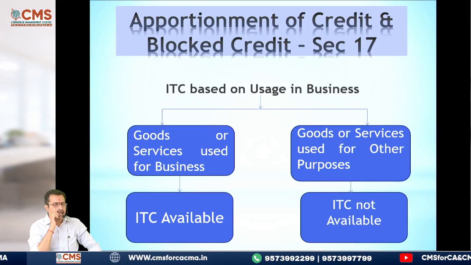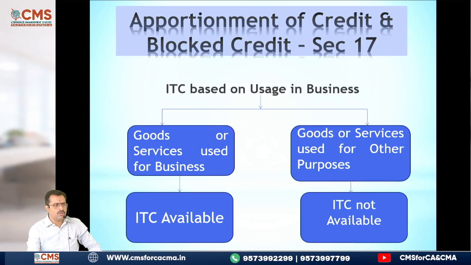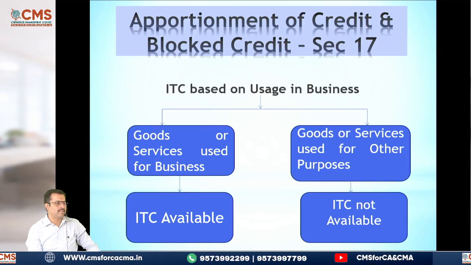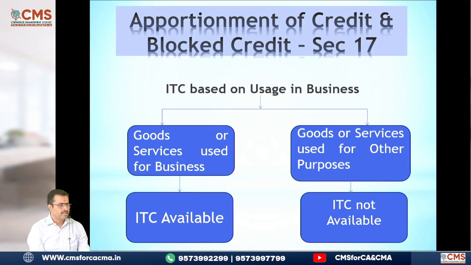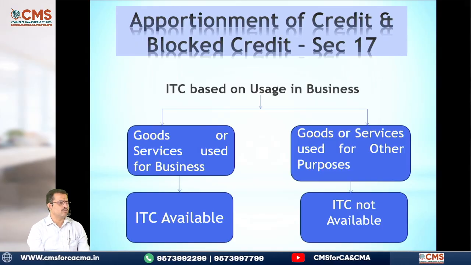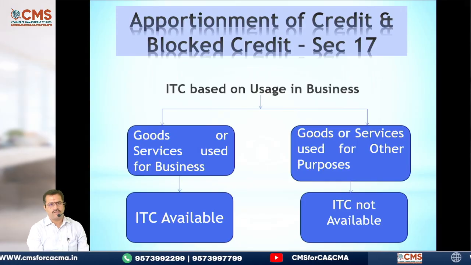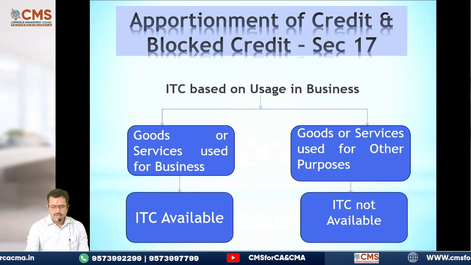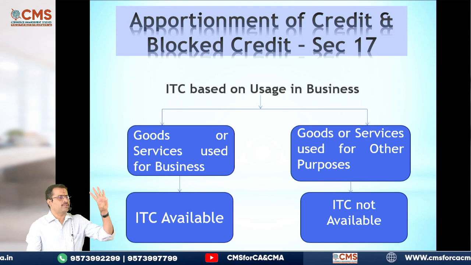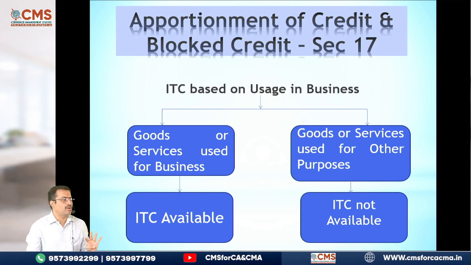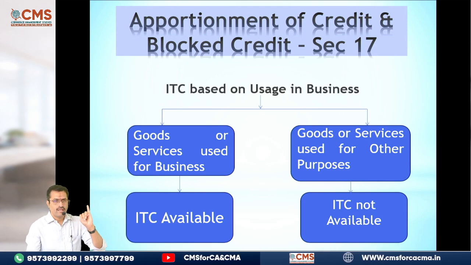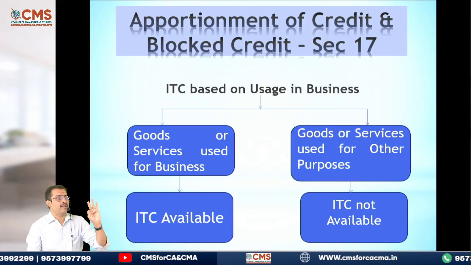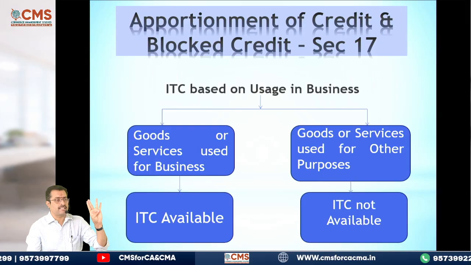So if you see ITC based on usage in the business, goods or services used for business, yes, ITC will be available. Next I gave goods or services used for other purposes, obviously ITC will not be available. Same way, I told you yesterday 4 types of supplies. What are the 4 types of supplies? Taxable supply, zero rated supply, exempt supply, nil or non-GST supply.